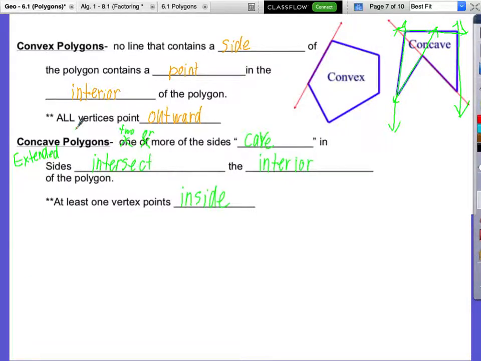And so at least one vertex points inside. So you see here I have this vertex that's kind of pointing in. It looks like an arrow going inside toward the shape, whereas all these look like they're going outside.